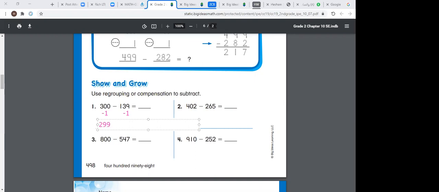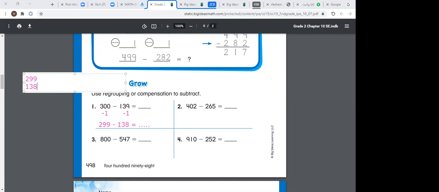299. Yes, 299. Very good. 299 minus what number? 139 minus 1 equals 138. Let's rewrite the equation here. I write here 299 and down here 138.